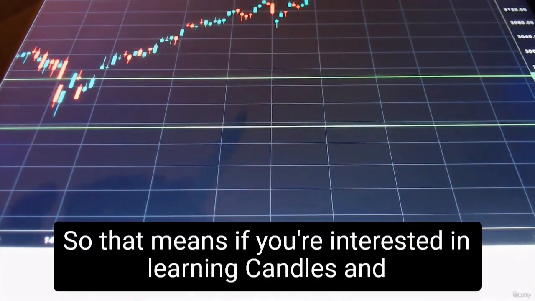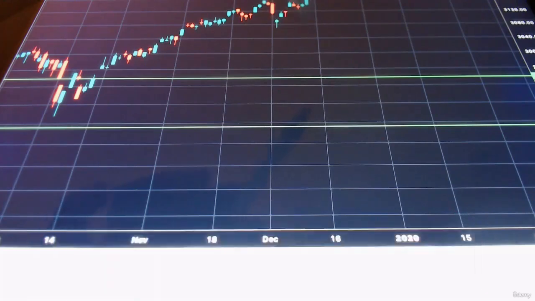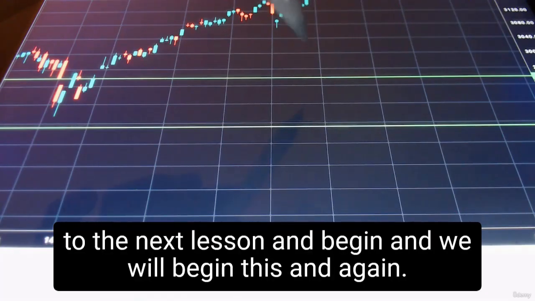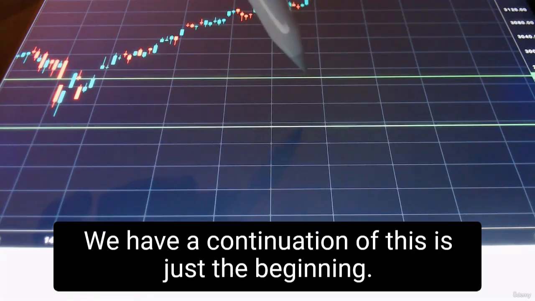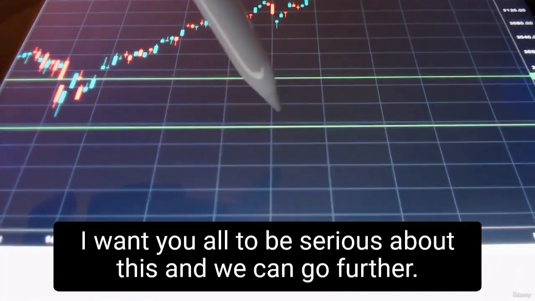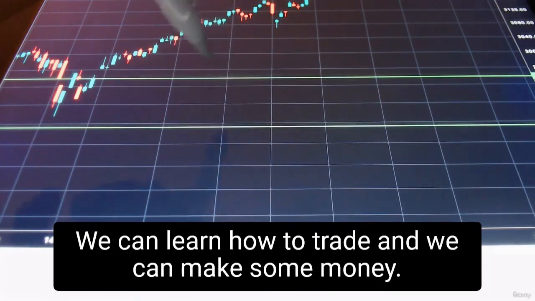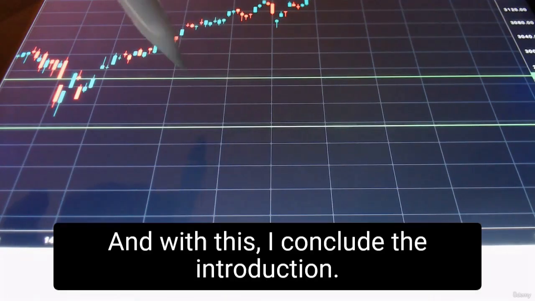So that means if you're interested in learning candles and you want to go further with this, please go ahead and go to the next lessons and begin, and we will begin this. And again, this is just the beginning. We have lots of other indicators. I want you all to be serious about this, and we can go further, we can learn how to trade, and we can make some money and be successful. And with this, I conclude the introduction.